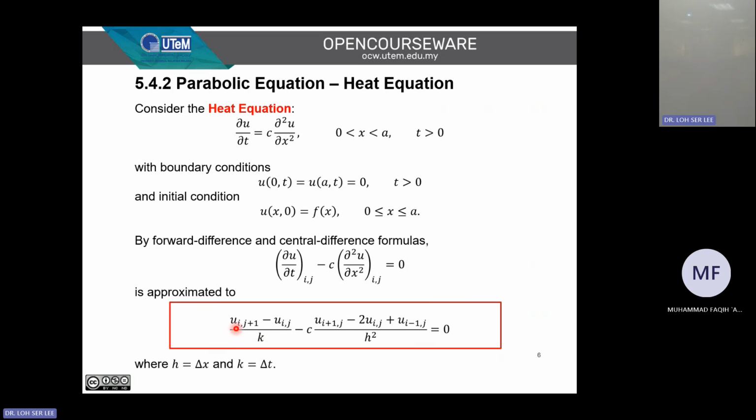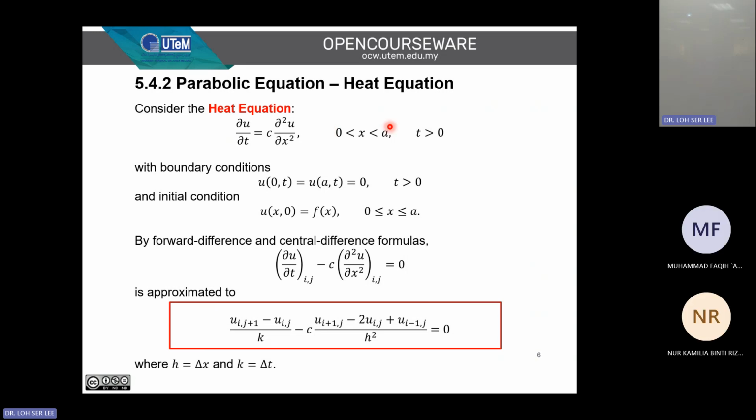If you look at this equation, we have k and h. k is the change in t and h is the change in x, that means the step size of t and the step size of x. Your x is given from 0 up to a. We break this into a number of subintervals, and the same goes for t: you are given an interval of t and we break it into a number of subintervals. It depends on the questions what the values of k and h are.